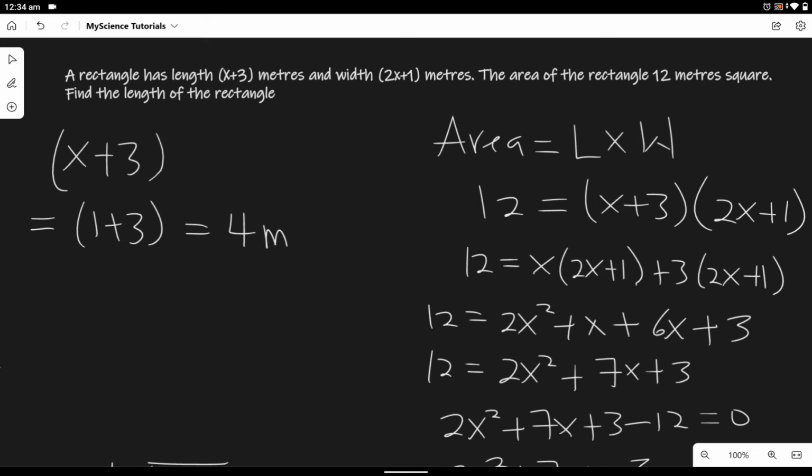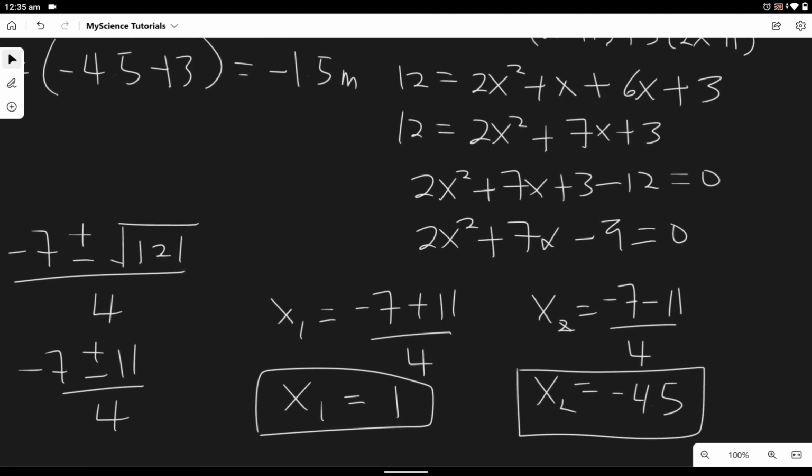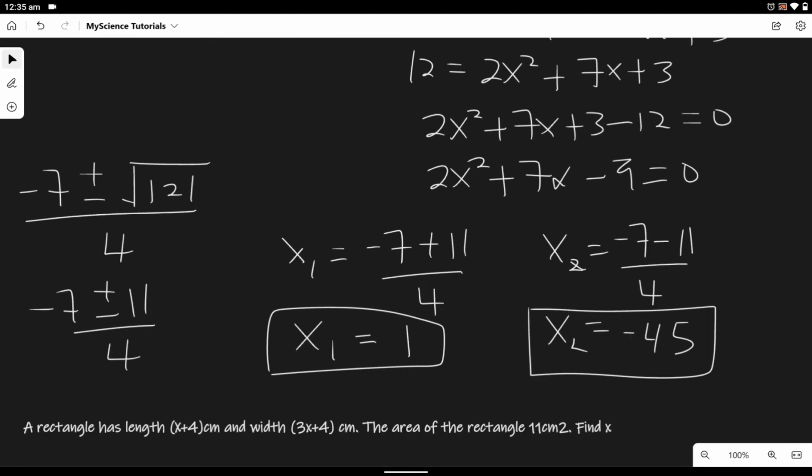So that is acceptable. The second x that we found, the value was negative 4.5. So we have negative 4.5 plus 3. If we add 3 to that, we are going to get negative 1.5 meters. But there's no way our length can be a negative answer. We don't have a negative length. So it definitely means that our x is equal to 1, and then our length in this case is equal to 4. Which means that out of these two answers that we found, x equal to 1 is our appropriate answer, or the root of x is 1.